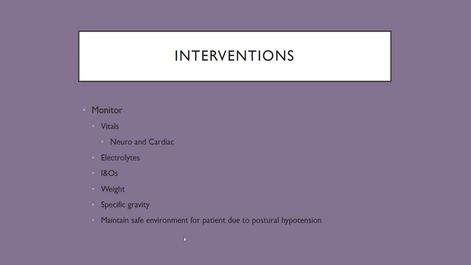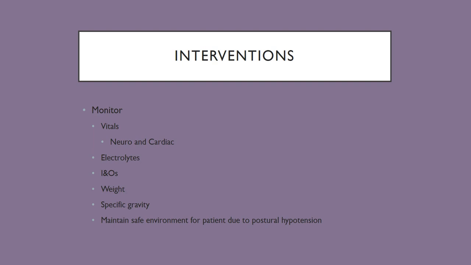So for interventions, you're going to monitor vital signs, making sure that their blood pressure and heart rate are within normal limits. You're also going to do neuro and cardiac checks, whether it be a neuro check for confusion and lethargy and some sort of change in neuro status. You also could do cardiac, whether it be EKGs, whether it be echoes, whether it be symbols on the vitals, listen to their heart, but you're going to check that also.